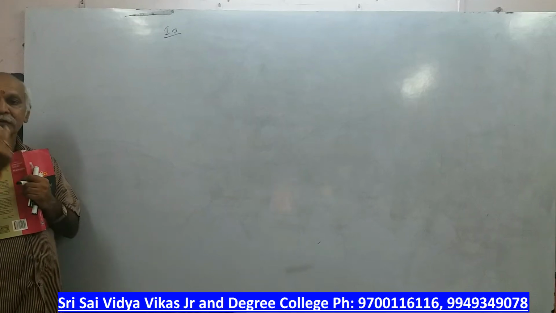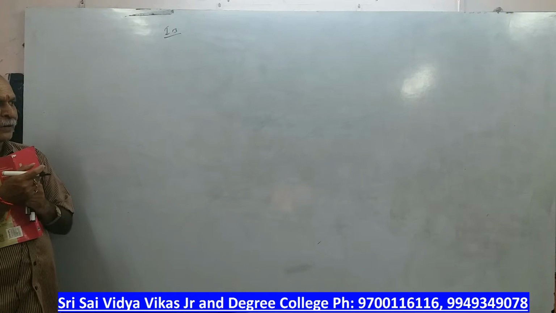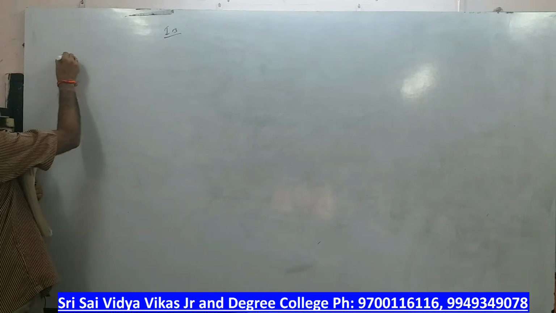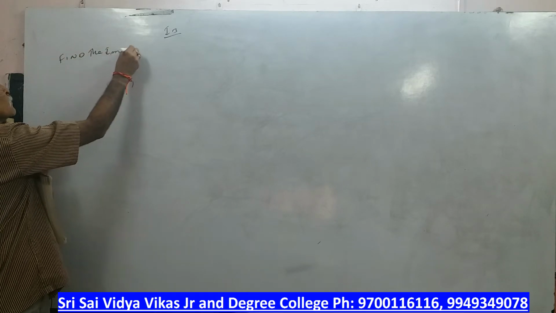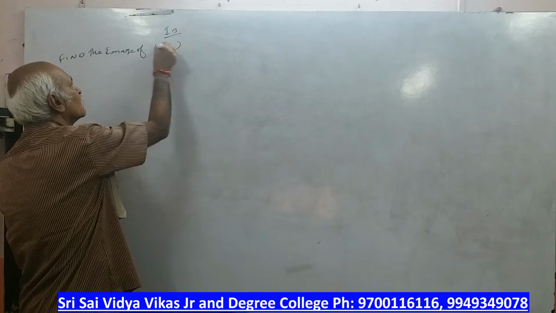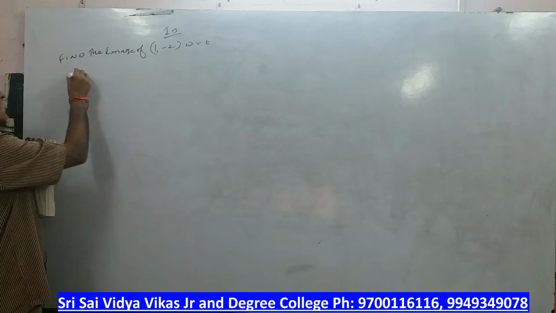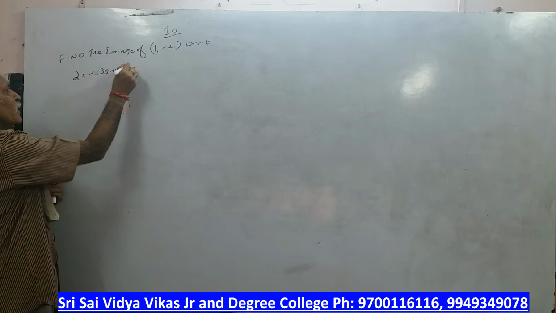We have seen foot of the perpendicular image, and we have seen some problems in the foot of the perpendicular. Okay, now we'll see image problems. Find the image of (1, -2) with respect to 2x - 3y + 5 = 0.